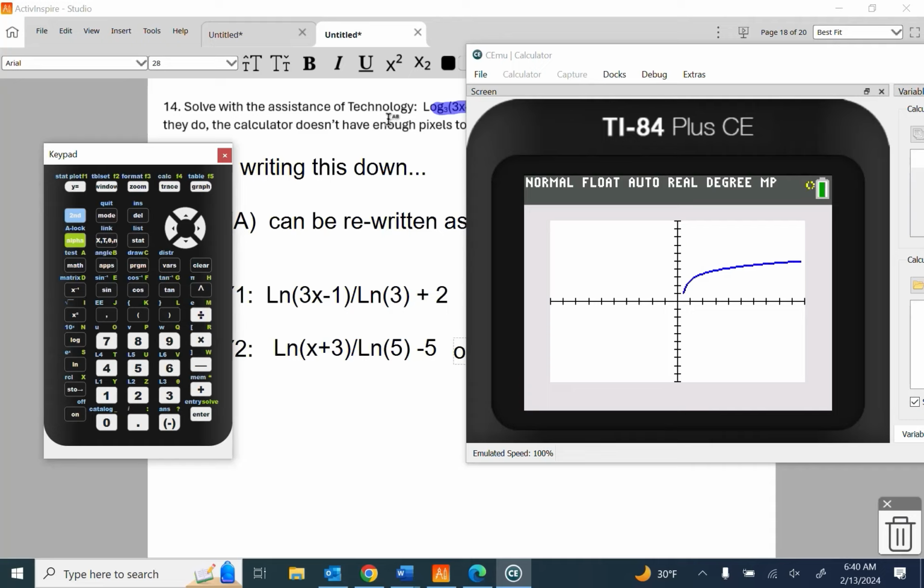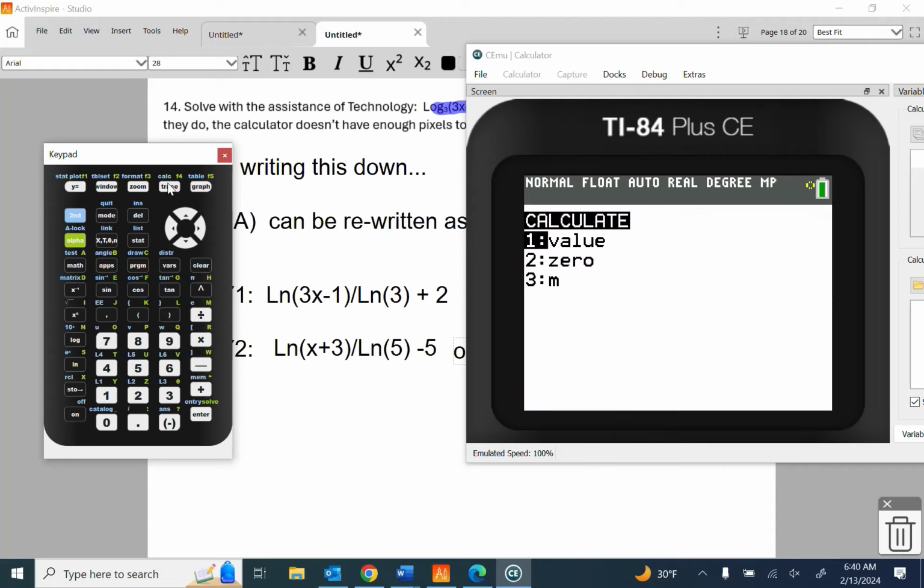And I'm pretty clear in the text. It says the calculator won't show that they intersect. Like, it does not look like there's an intersection, does there? Calculators don't have the pixels to finish the drawing where it falls to negative infinity. It's just an issue they've had, and they've never fixed it.